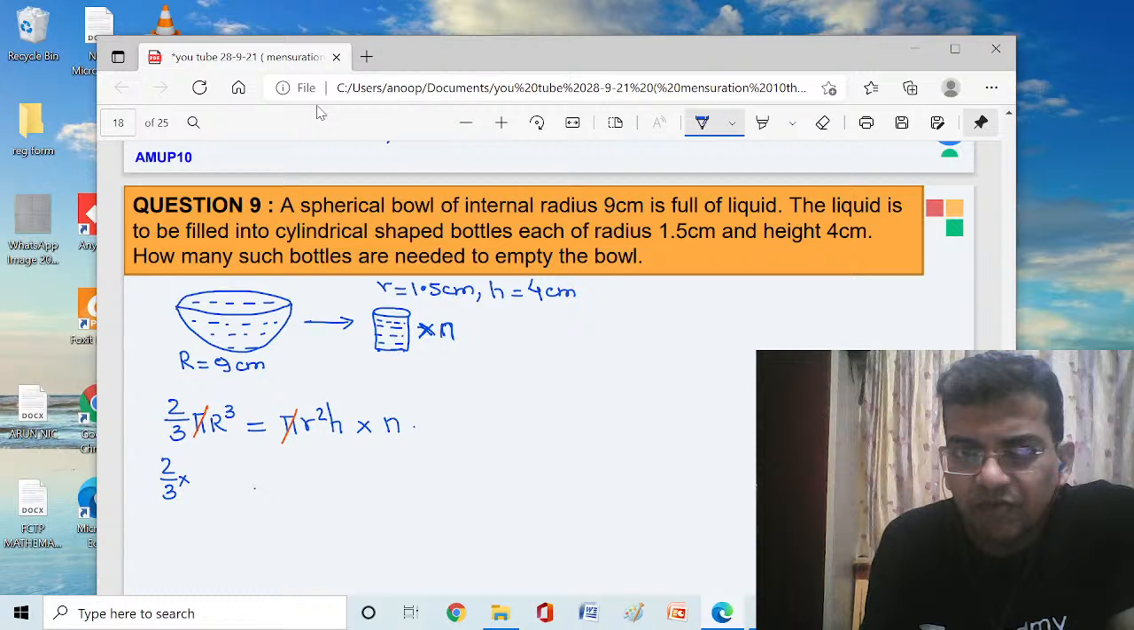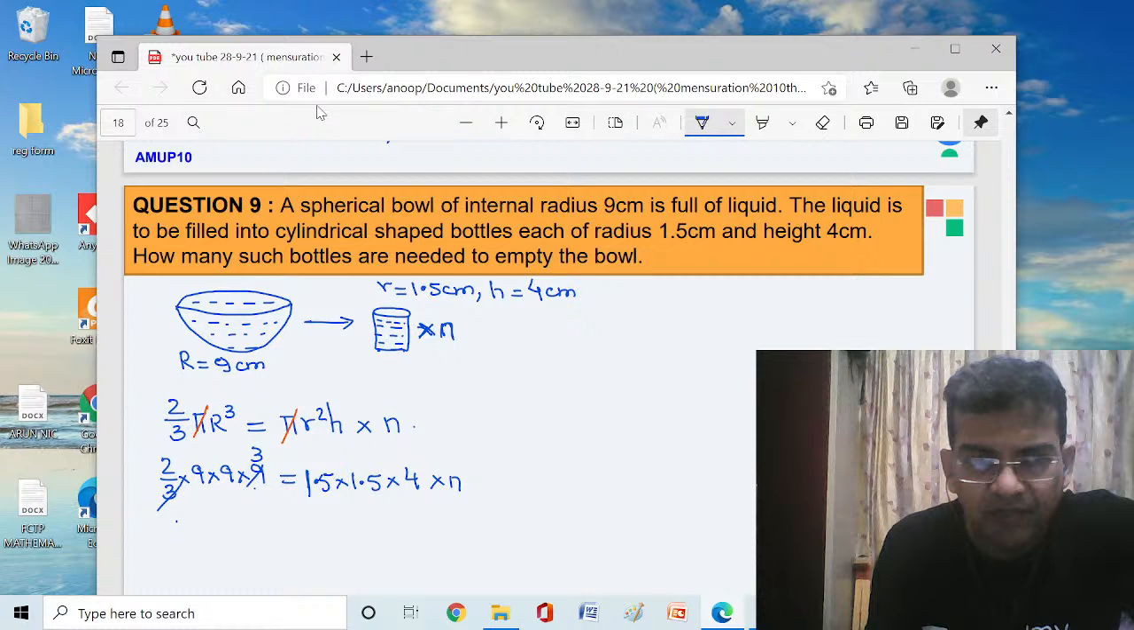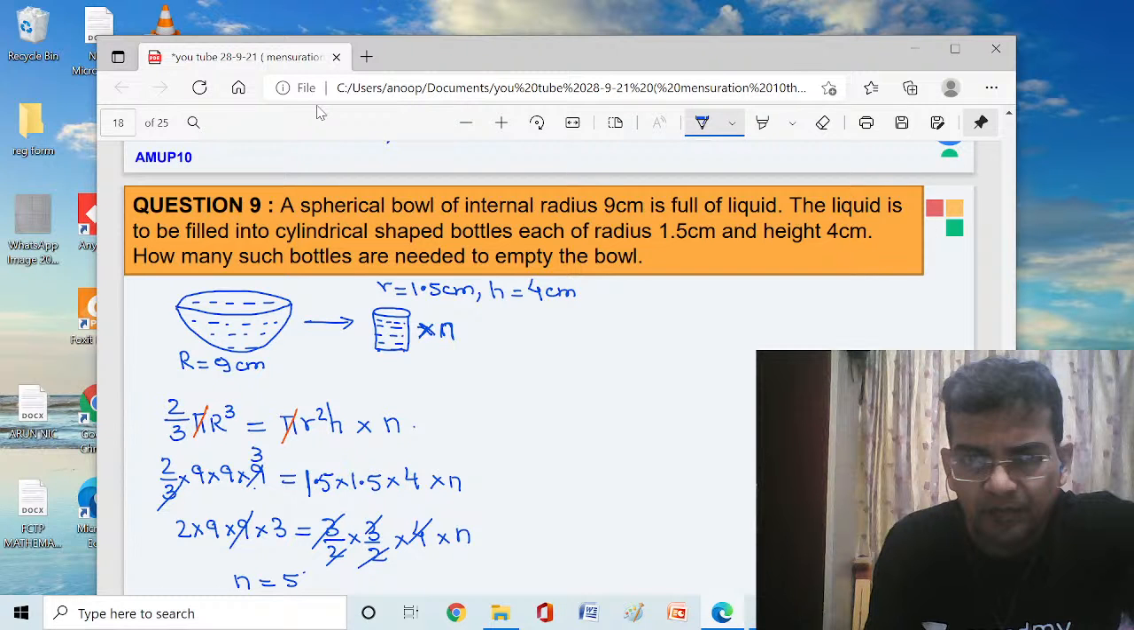Now this will be reduced. So this will become 9 twos are 18, and this 9 threes are 27, or you write it just as it is. Here 1.5 can be written as 3 upon 2, 3 upon 2 into 4. This 2 and 2 will reduce 4. This 3 threes are 9, 9 will reduce 1 9 this side. So we have 9 twos are 18, and 18 threes are 54. So the number of cylindrical bottles that can be filled is 54. Now let's see if you have any confusion in this one.